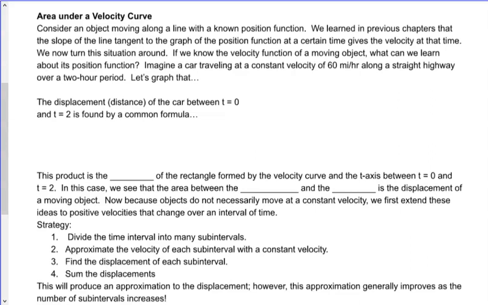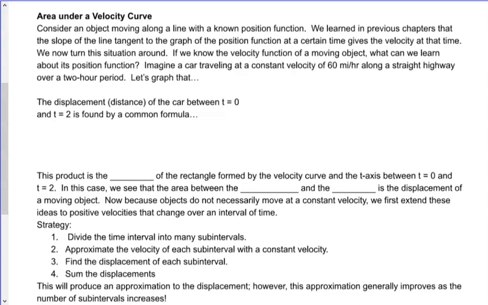Now, imagine a car that's traveling at a constant speed, or a constant velocity, of 60 miles per hour along a straight highway over a 2-hour period. So very, very basic. You're at a constant 60 for 2 hours on a straight highway. Think about going on the interstate and setting your cruise at 60 for 2 hours.